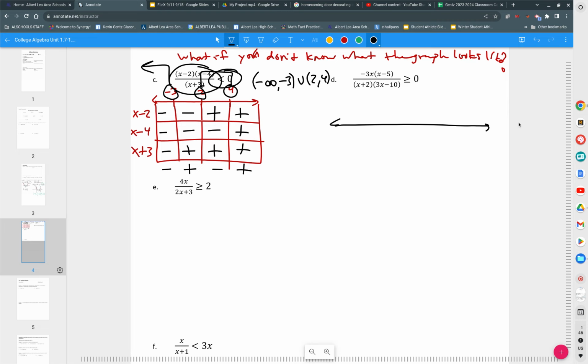Mr. Hans, what do you do with the -3x? Don't worry about it. Well, the x will produce 0. So yeah, it's just 0. Okay, cool.